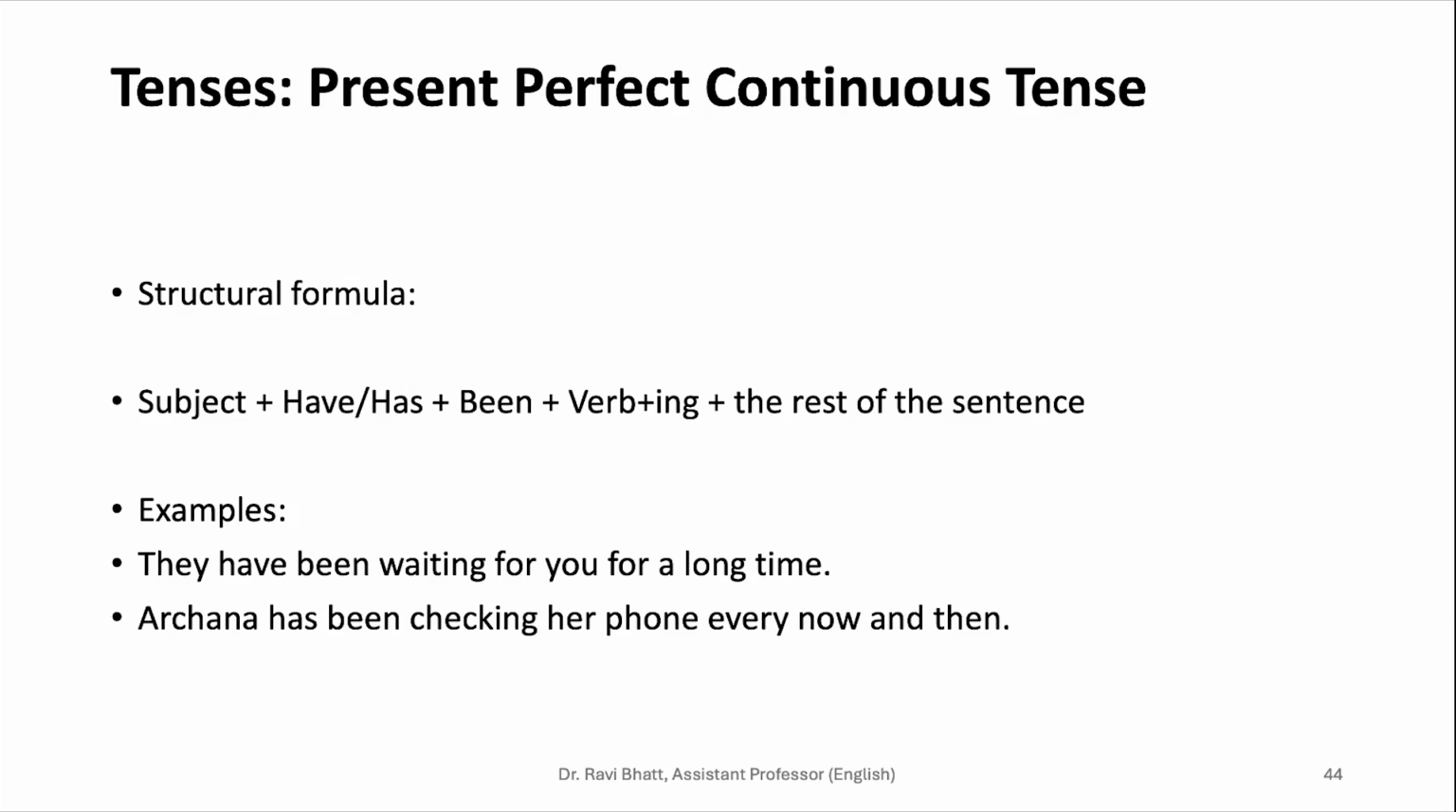Okay. Now, the examples are: first, they've been waiting for you for a long time. That means they have been waiting for you, say, from one point in time in the past, and they are still waiting for you. So, an action, like I said, that had started in the past, okay, and that is still going on. Archana has been checking her phone every now and then. Okay. So this is present perfect continuous tense.